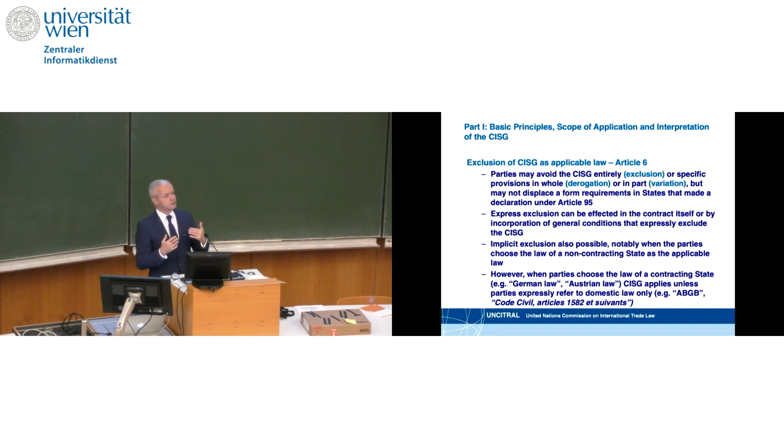You can exclude it either by an express exclusion in your contract, or more often, this happens through an appropriate clause in your general conditions of contract. That's where most instances of exclusion of the CISG can be found in practice. Towards the end of the general conditions, there will be jurisdiction and applicable law, and it will be said, this contract shall be governed by German law with the exclusion of the United Nations Convention on International Sale of Goods.